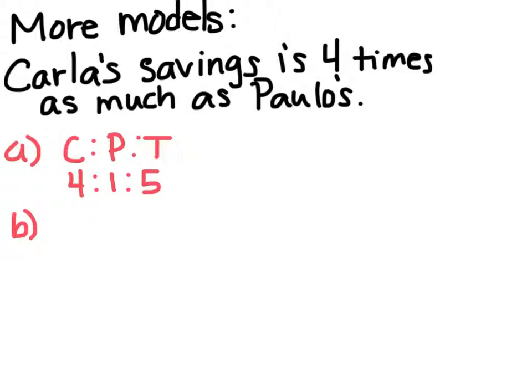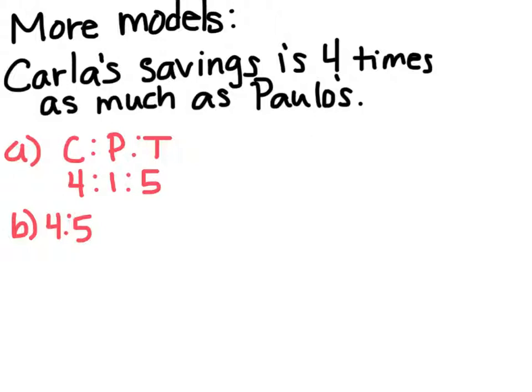Part B asks us how many times their total savings is Carla's savings. Well, the ratio of Carla's savings to their total savings would be 4 to 5. However, we need to pay attention to how this question is being asked. It doesn't say what's the ratio. It says how many times their total savings is Carla's savings. That means we need to write it in fraction form.